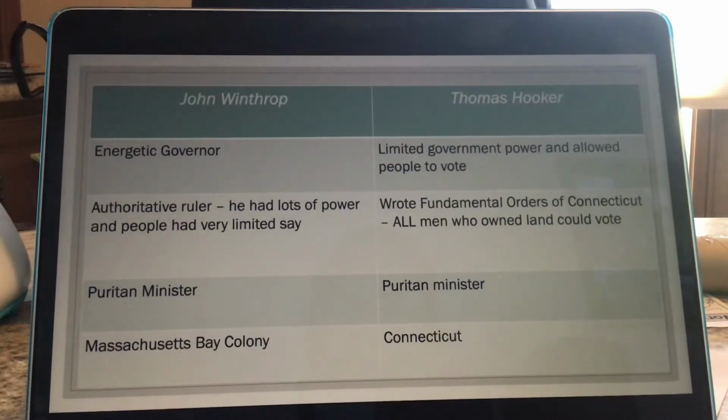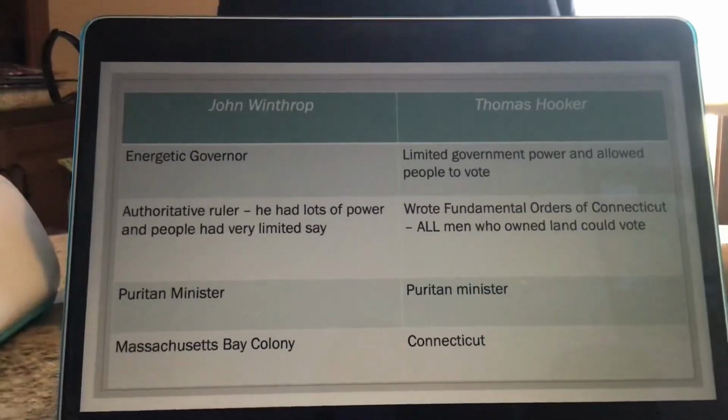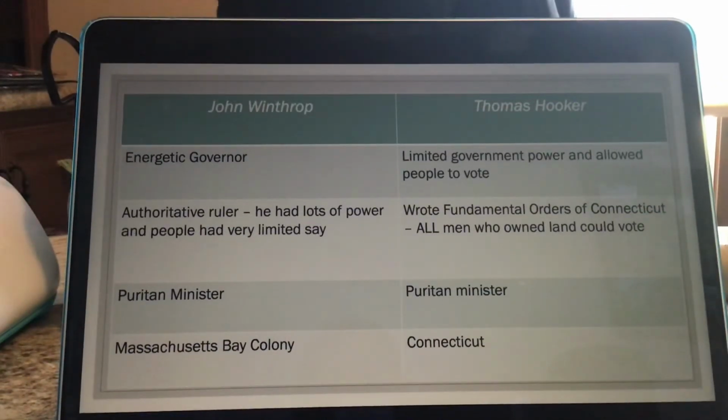And then the last chart you had to fill in was about John Winthrop and Thomas Hooker. Those were two founders of those different colonies. So John Winthrop was a very energetic governor. He's full of energy, probably very involved, which made him a very authoritative ruler. Okay, so he kept a lot of the power himself. He didn't give a lot of the power to his people. They probably didn't get to vote. They didn't have a representative government where somebody represents you in the government.